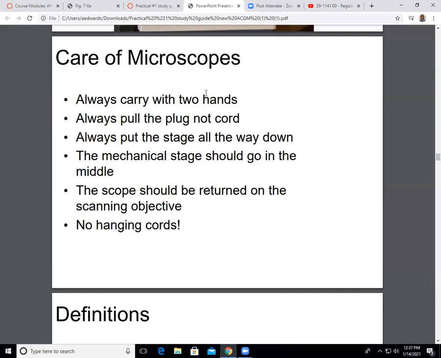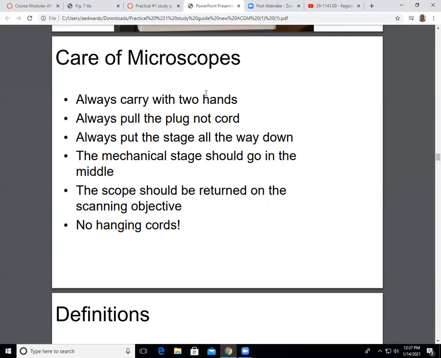Care of microscopes. Always carry the microscope with one hand. No, two hands. Okay. I don't want to see any of this. I don't want to see this. You've got to be like this. All right. So how many hands do we use with the microscope? Two. All right. So when you're trying to unplug the microscope, pull the actual plug here at the outlet. Don't just yank the cord, okay? You can damage the cord that way.